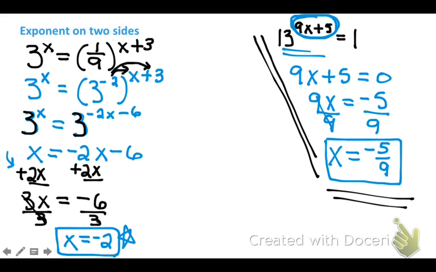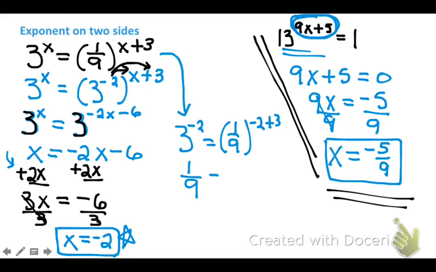But we want to check to make sure that that works. So we're going to insert it back into the original problem. 3 to the negative 2 equals 1/9. Negative 2 plus 3 is 1. So 1/9 to the first power is the same as 1/9. So negative 2 works.